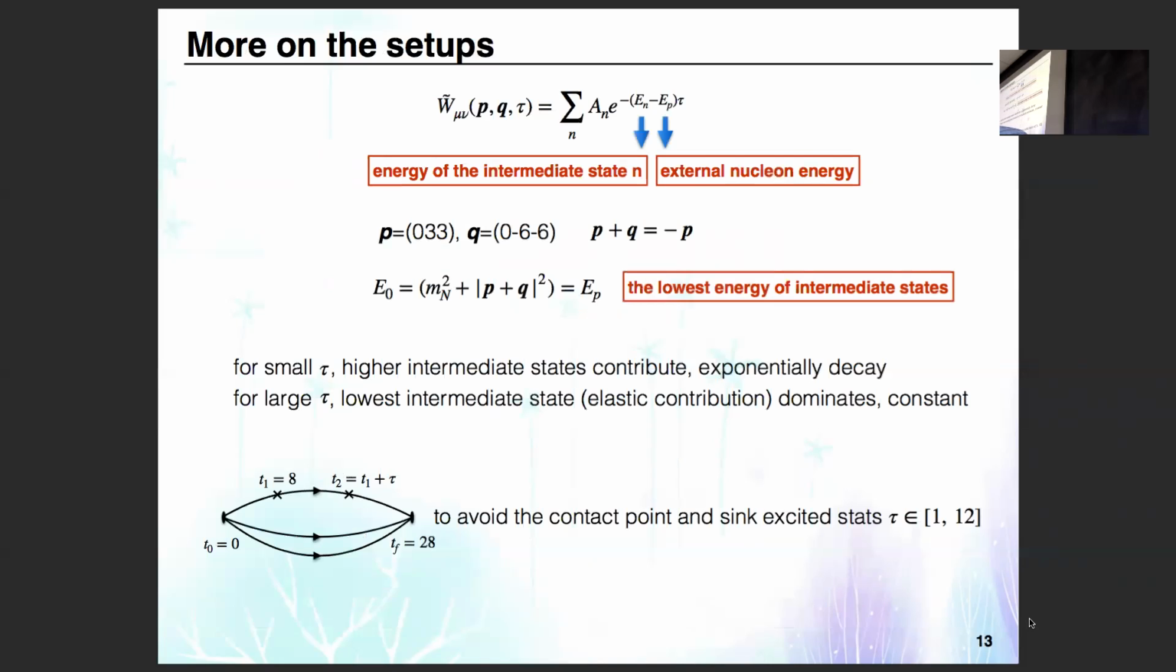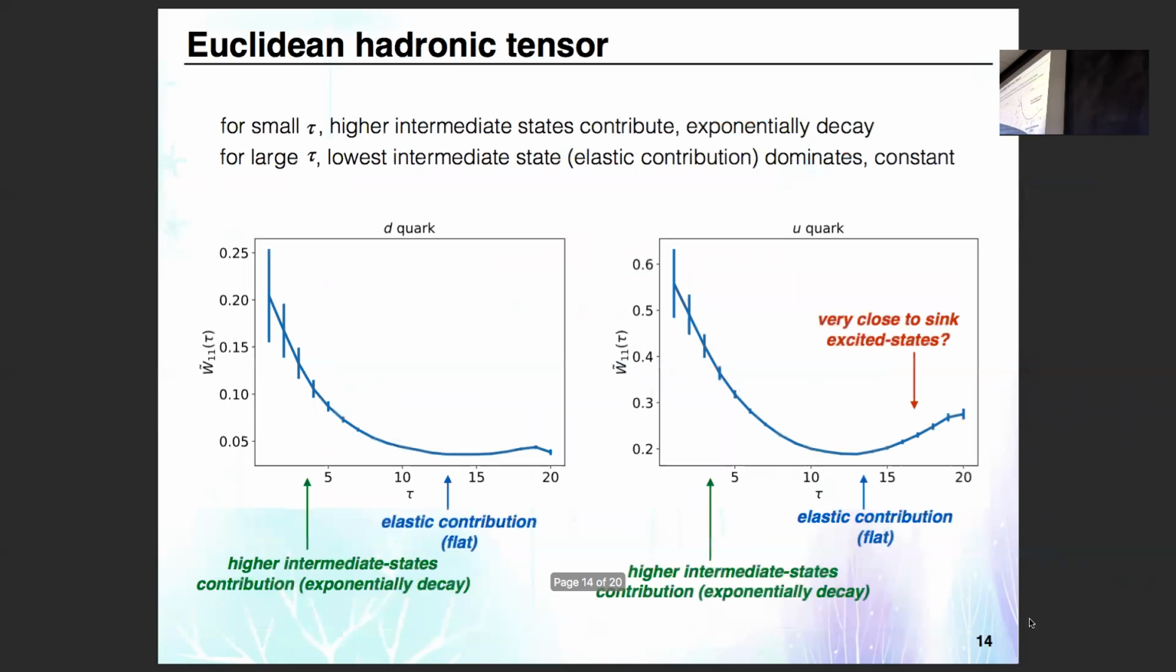So for small tau, this thing will decay exponentially, but for large tau, the lowest intermediate state will dominate, so this one will just be a constant. Yeah, so this is the numerical result of our calculation. This is for the down quark, this is for the up quark. We can see that for the down quark and the up quark, they are the same.